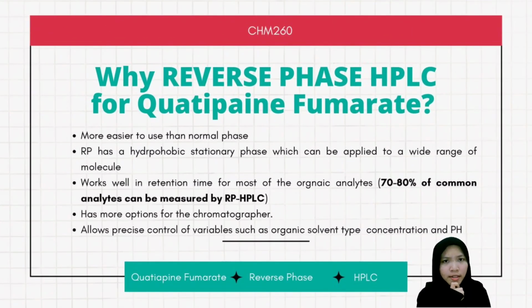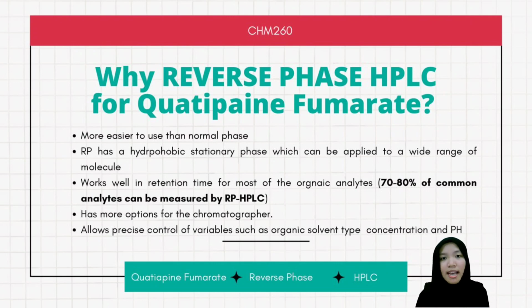Why is reverse-phase HPLC being used for quetiapine fumarate? There are several reasons for this. First of all, it is easier to use than normal phase. Second, reverse phase has a hydrophobic stationary phase, which can be applied to a wide range of molecules, so it works well in retention time for most of the organic analytes.